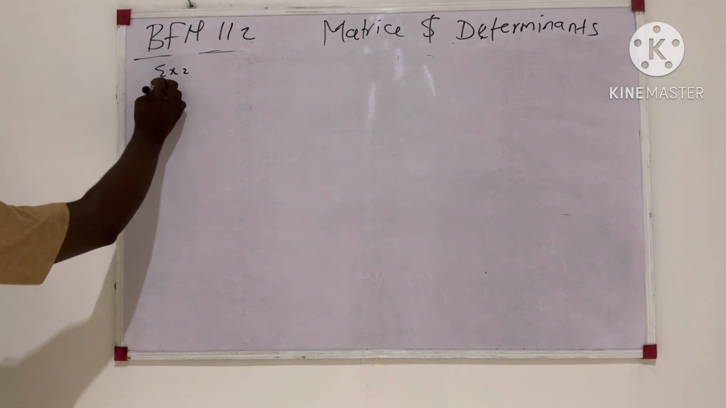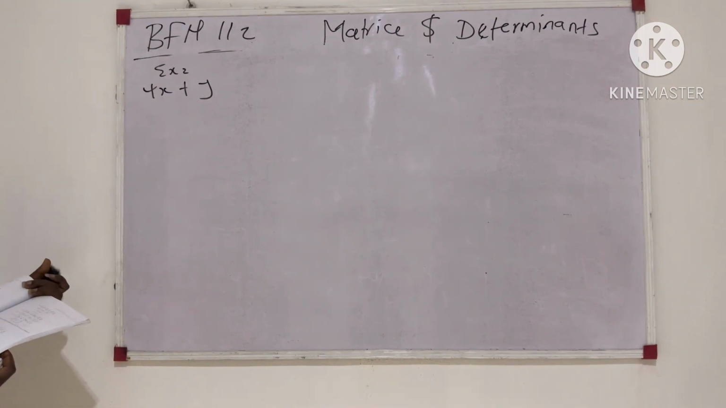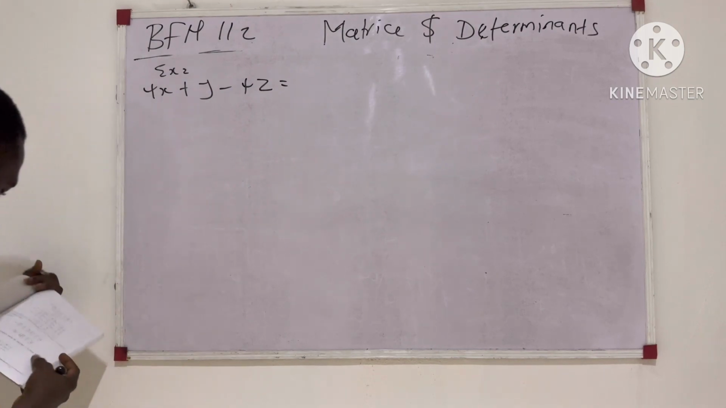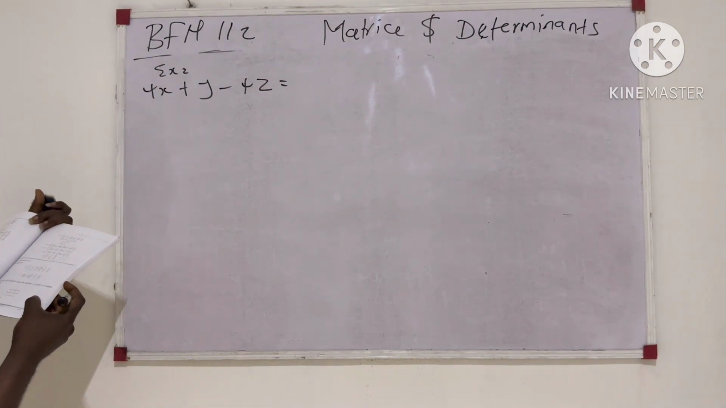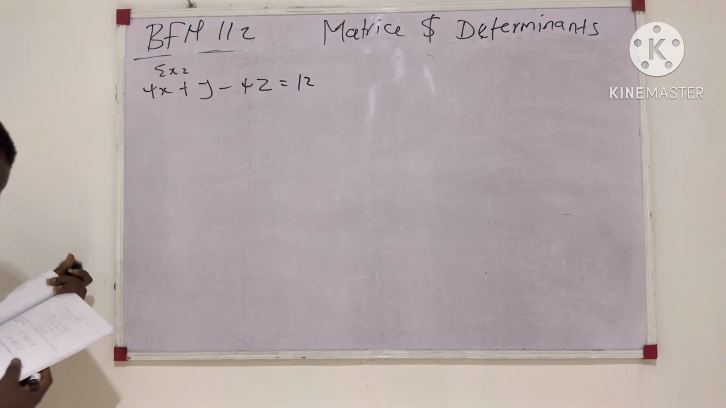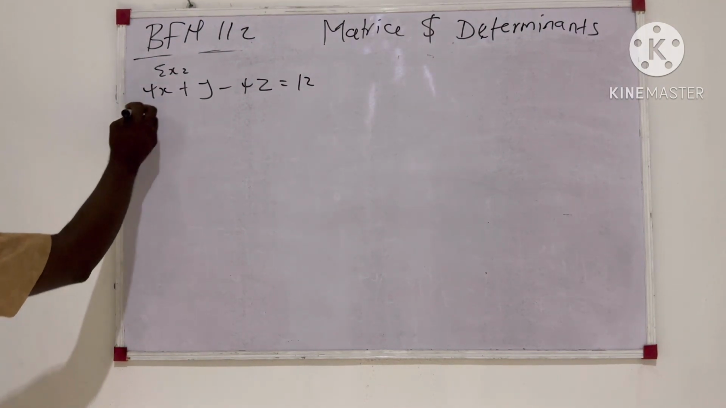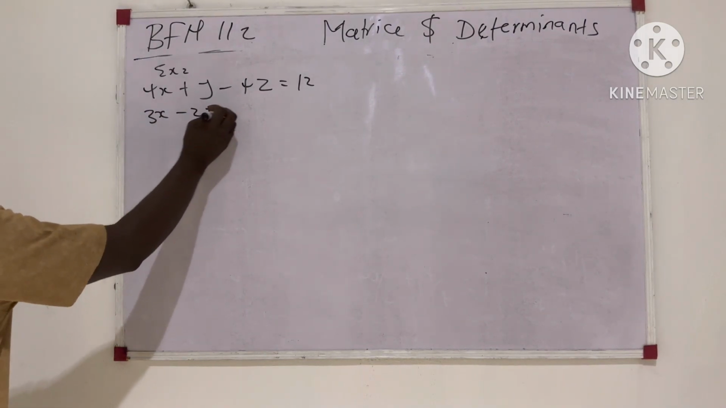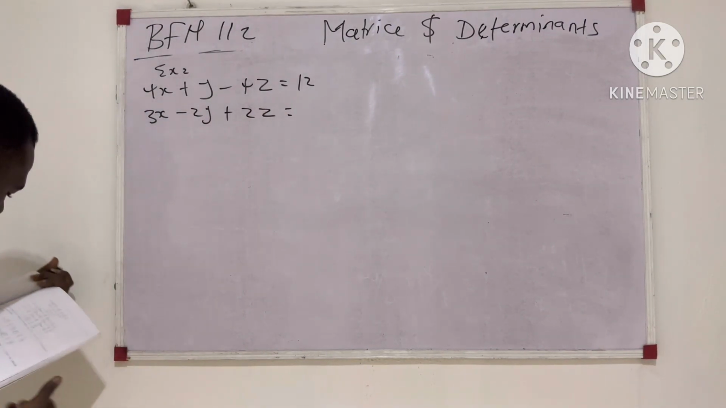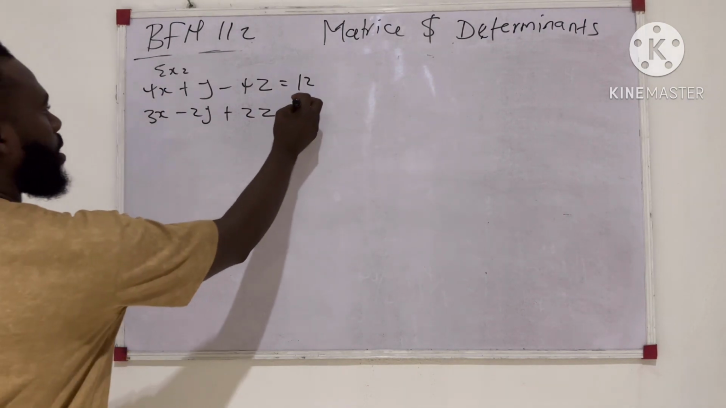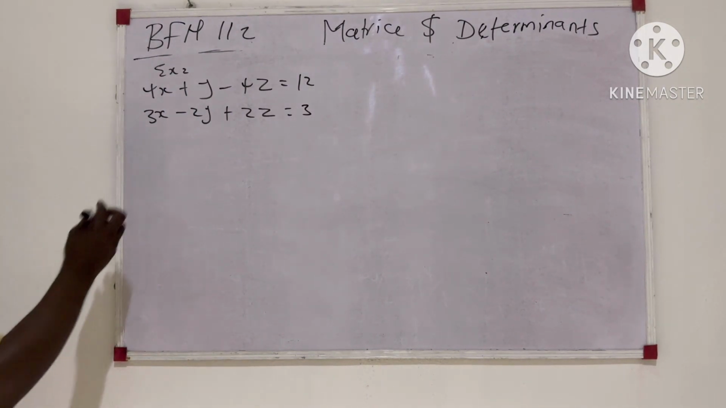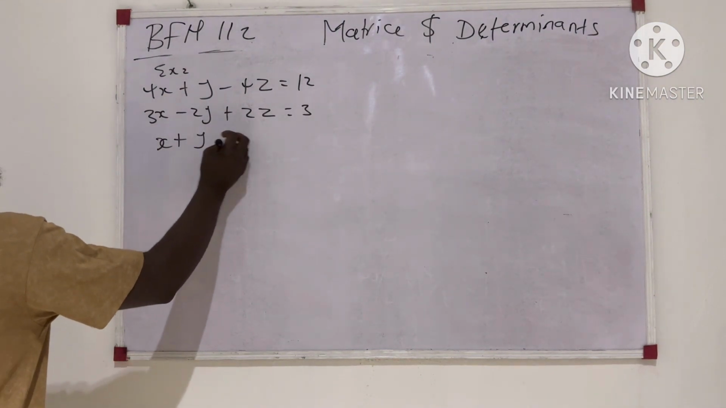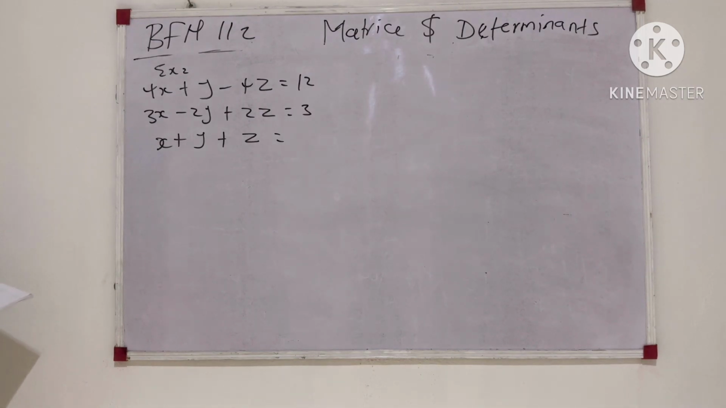4x plus y minus 4z equal to 12. All right. 3x minus 2y plus 2z equal to 3. x plus y plus z equal to 4.